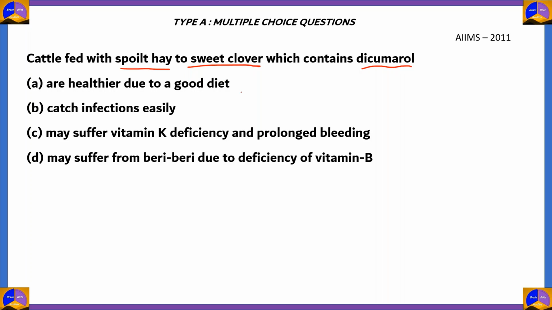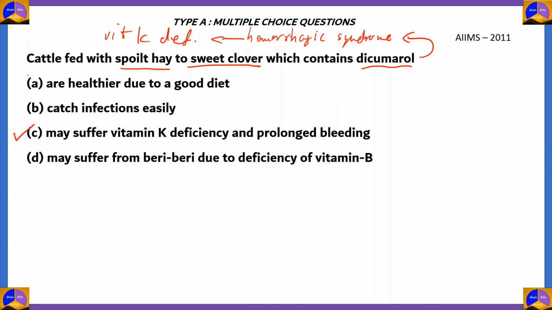Now, spoiled hay and sweet clover containing dicumarol causes hemorrhagic syndrome. Hemorrhagic syndrome is basically internal bleeding in cattle, and this is due to a deficiency of vitamin K. Therefore, cattle fed with spoiled hay with sweet clover containing dicumarol may suffer from hemorrhagic syndrome, which is vitamin K deficiency and prolonged bleeding. So option C is the right option.